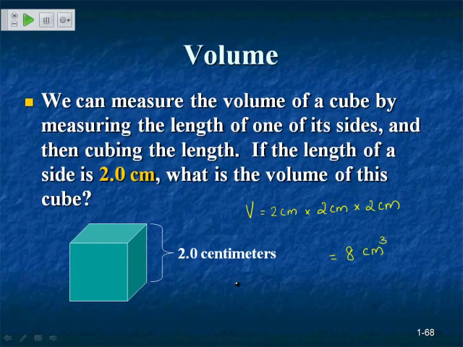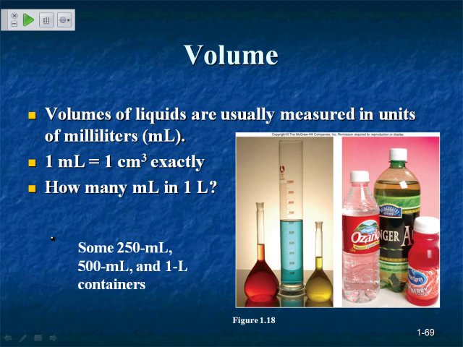Very often we will use centimeter cubed, which is also the same as milliliters. So in other words, we can write 8 centimeter cube or 8 milliliters. It's exactly one and the same. So volume of the liquids are usually measured in units of milliliters. So the glassware we have in the lab, they are all labeled as milliliters. That is why you need to remember centimeter cube and milliliters are one and the same, because when you do problems, you may have to use centimeter cubed.